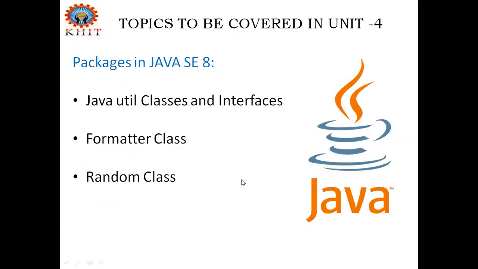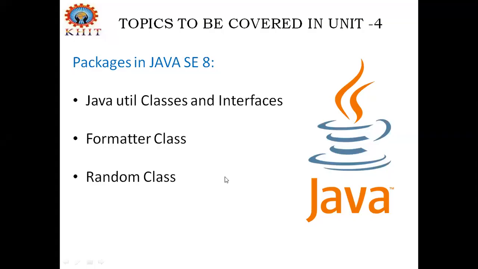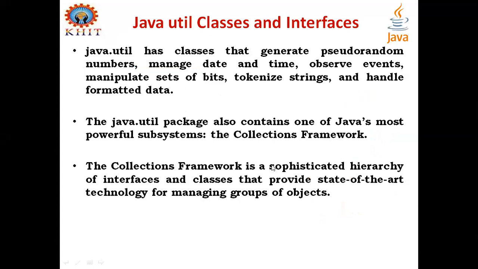The first topic is java.util classes and interfaces. Next, one of the classes included in this package is the Formatter class, and the next one is the Random class. Coming to the first one, java.util classes and interfaces.